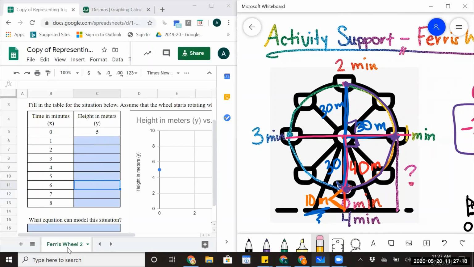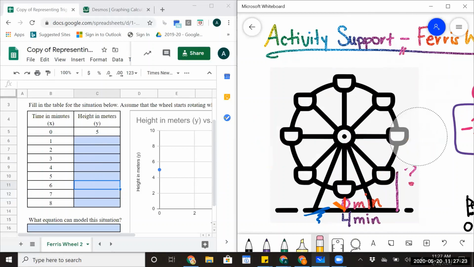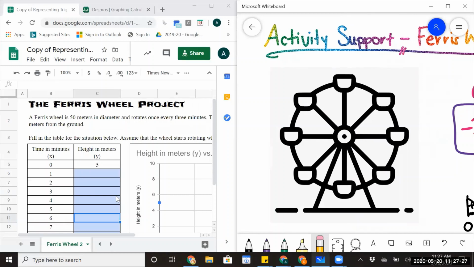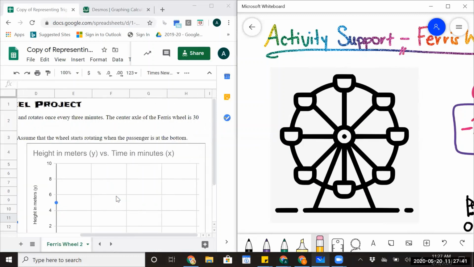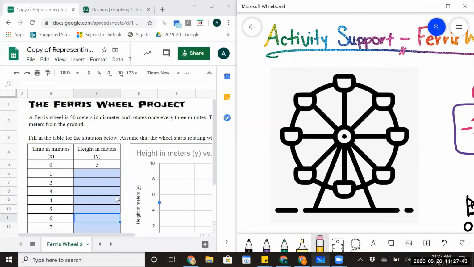All right, so Ferris wheel 2, here we go. We're starting, trying to make a good diagram. Let's read the scenario. A Ferris wheel is 50 meters in diameter and rotates once every 3 minutes. The center axle of the Ferris wheel is 30 meters from the ground. All right, so let's come up with some information here, some diagramming.